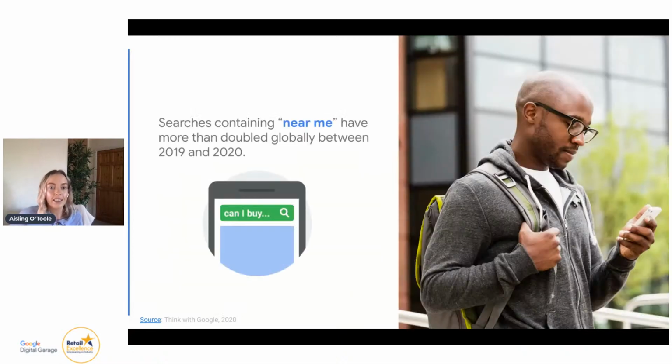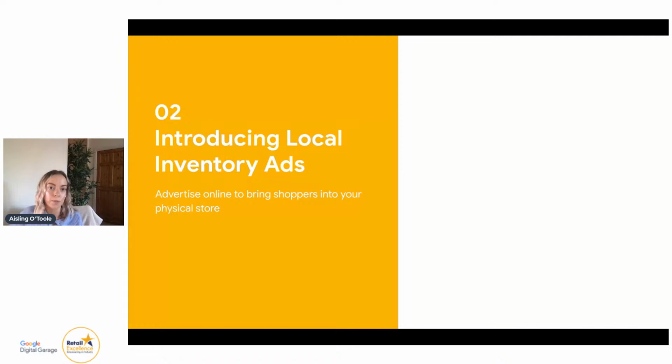As you can see here, shopping locally has become even more important to people this past year, and searches containing available near me have more than doubled globally since 2019. So how do you reach these near me shoppers? Traditionally, it has been difficult for retailers to reach these offline shoppers. And that's where these new local inventory ads can really step in and help out.